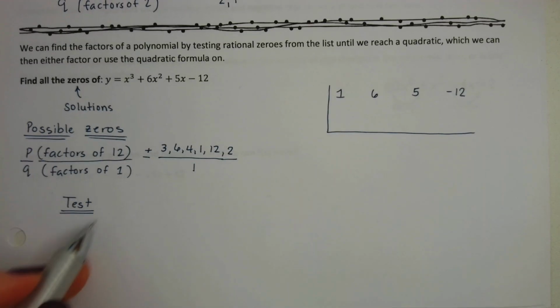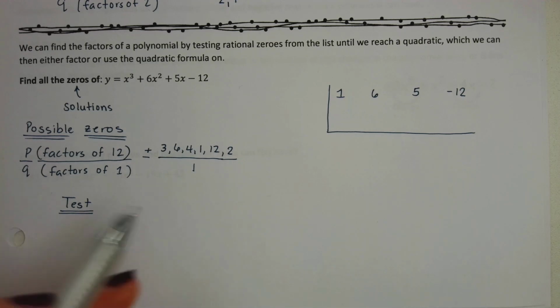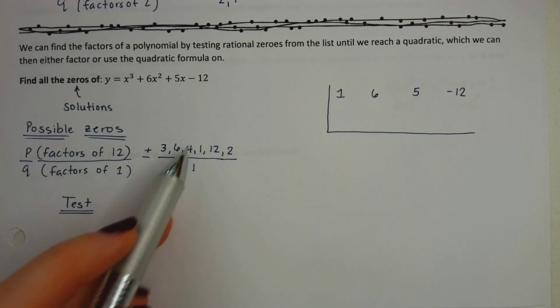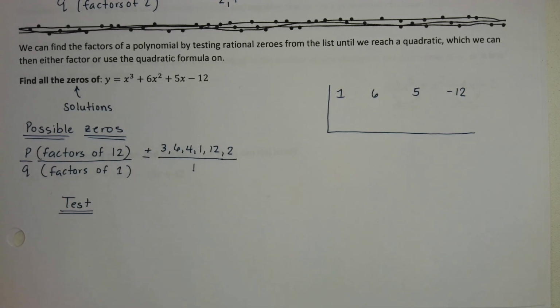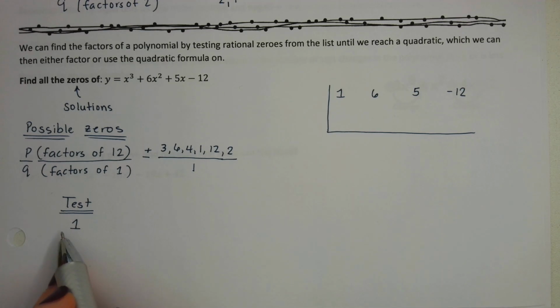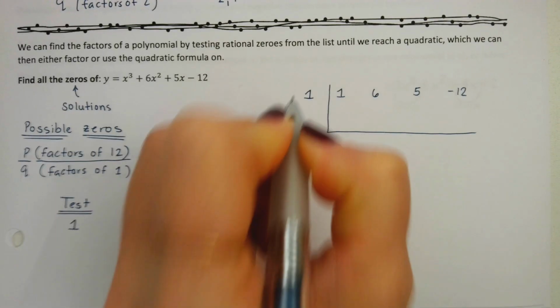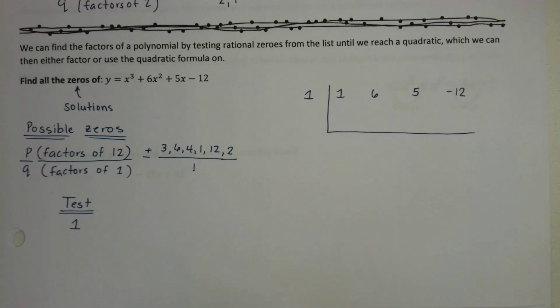And then we need to pick a solution to test. Doesn't matter, it just has to be in this list. We could do a positive or negative. We could do 3, 6, 4, 1, 12, or 2. What do we want to guess? We're just guessing right now. Sounds great. Testing 1. Okay. Now this is not its factor, this is its actual solution, so we can write it out here. So testing 1 here. Okay, so remember how we do the synthetic division.